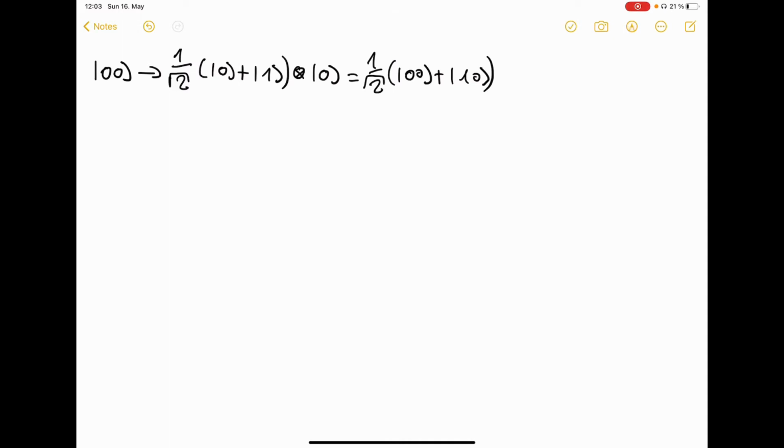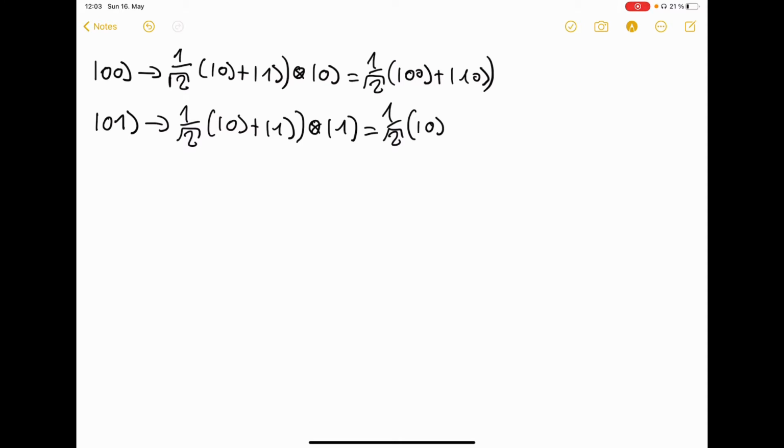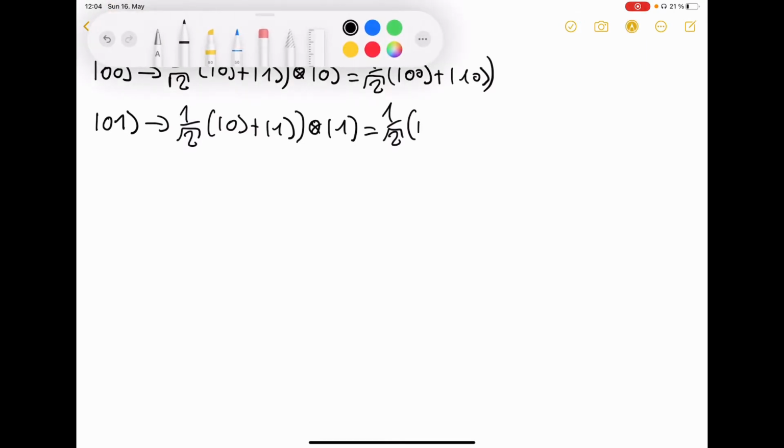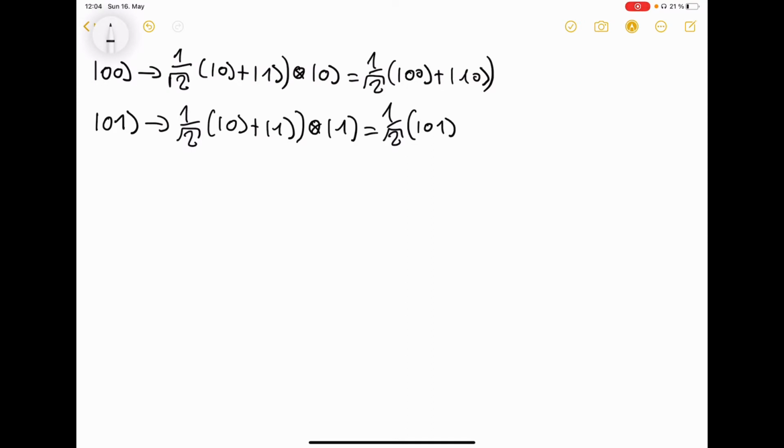Now, the second one that we look at is the state |01⟩. Again, we apply the Hadamard transformation to the first one, which gives us |0⟩ plus |1⟩. We still have our second qubit here with 1, giving us the final state 1 over the square root of 2, |01⟩ plus |11⟩.